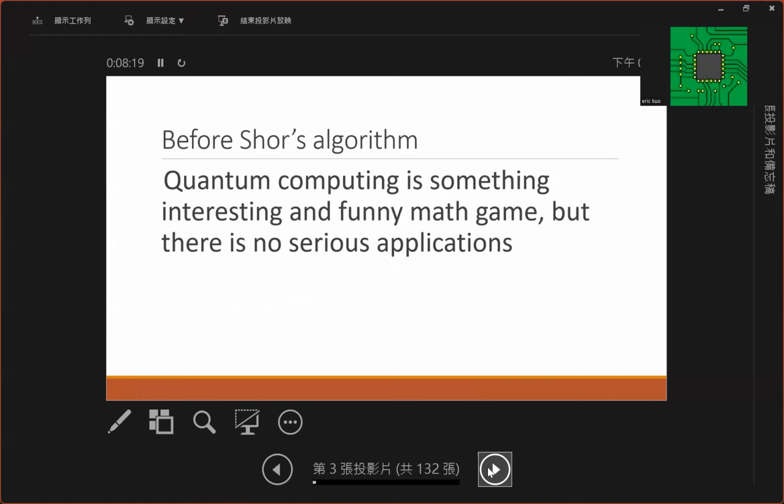Before Shor's algorithm, quantum computing was something interesting and a funny math game, but there was no serious application, for example, Simon's algorithm.